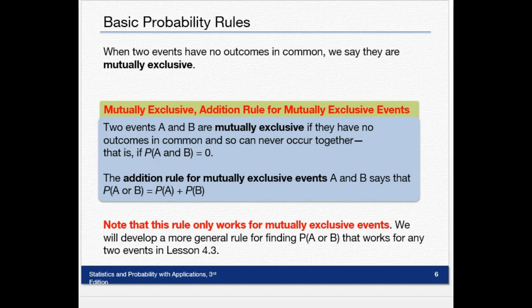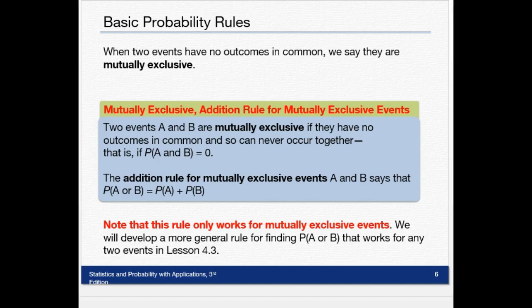Now, the addition rule for mutually exclusive events A and B says that the probability of A or B is the probability of A plus the probability of B. This is if they are mutually exclusive, meaning they cannot happen at the same time. It's impossible. Like the probability of being a senior or a sophomore. You can't be both. You're one or the other.